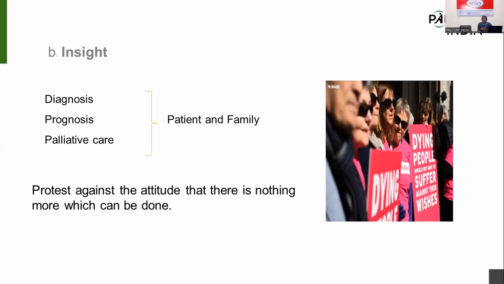And protest against the attitude that there is nothing more which can be done. There is a myth in the society that palliative care is only for end-of-life patients, and most family members are not willing to let a palliative care team enter the home, because of what the neighbors think or what the patient would think, that a palliative care team means nothing more can be done by the medical team. So that's it, it is going to end their life. These kinds of myths and ideas are there in the society.